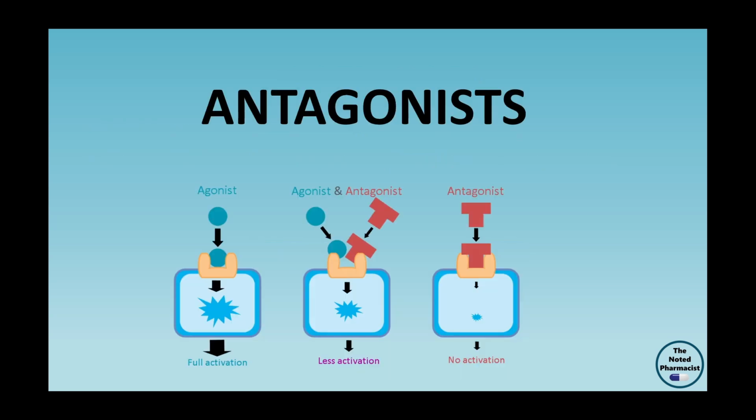Let's now look at antagonists. An antagonist is a substance that binds to a receptor without activating it, blocking or reducing the effect of an agonist or natural ligand, thereby inhibiting a physiological response. We have about 4 types of antagonists, which are competitive antagonists, irreversible antagonists sometimes referred to as non-competitive antagonists, then physiologic antagonists and chemical antagonists.